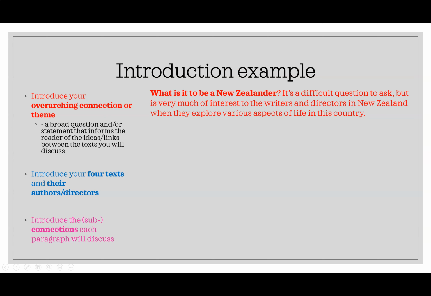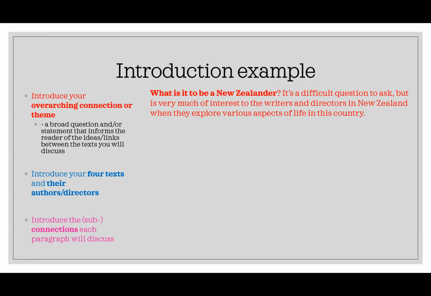So as you can see on the left here, I've got the parts that you need to include in your introduction. They're all color coded, and I'm just going to give you some examples for that. So introducing my overarching connection. What is it to be a New Zealander? It's a difficult question to ask, but it's very much of interest to the writers and directors in New Zealand when they explore various aspects of life in this country.